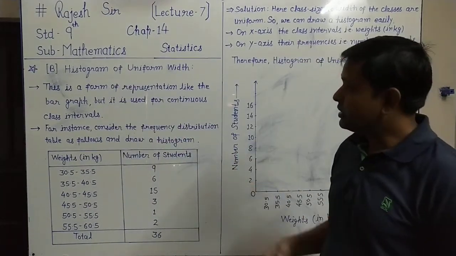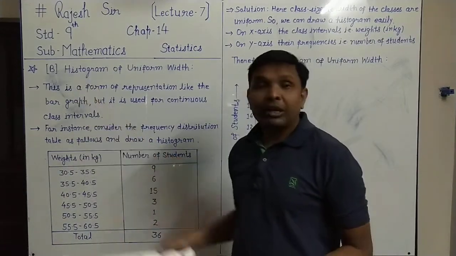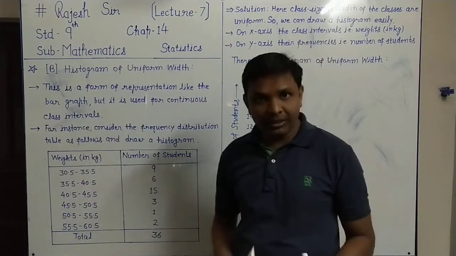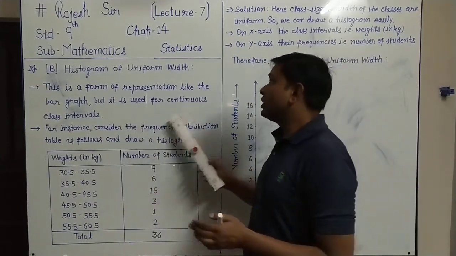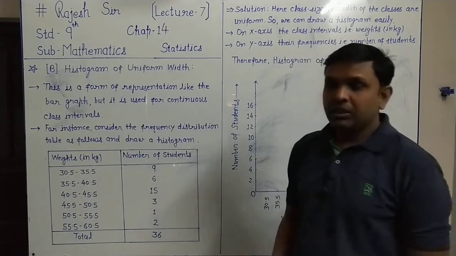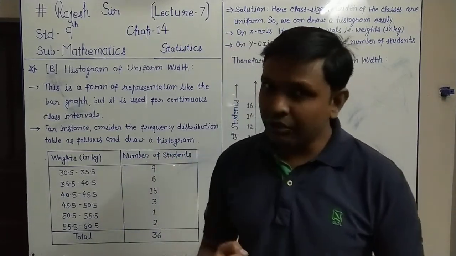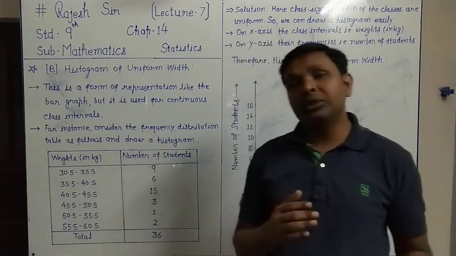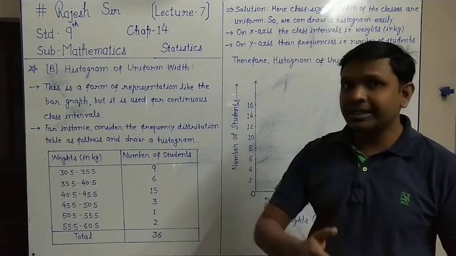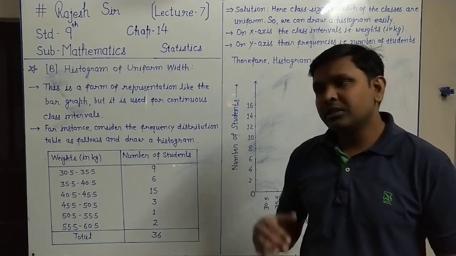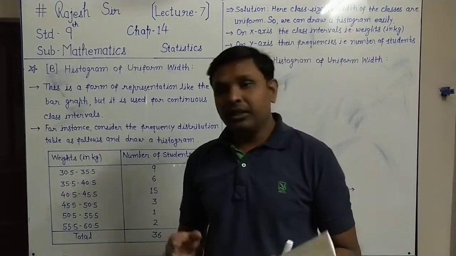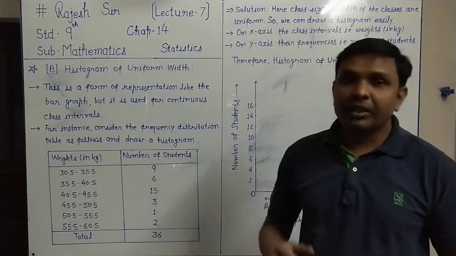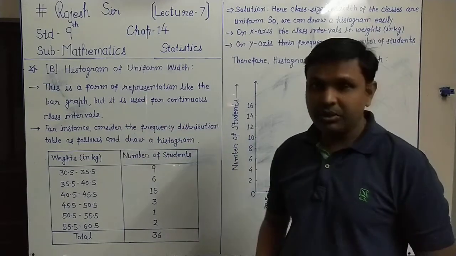What is this? Let's understand how to draw a histogram. It is a form of representation like the bar graph, but it is used for continuous class intervals. When the data is not continuous, like in the previous example, it is suggested to draw bar graphs. And if the class intervals are continuous, as we will see, then we have to draw histograms.